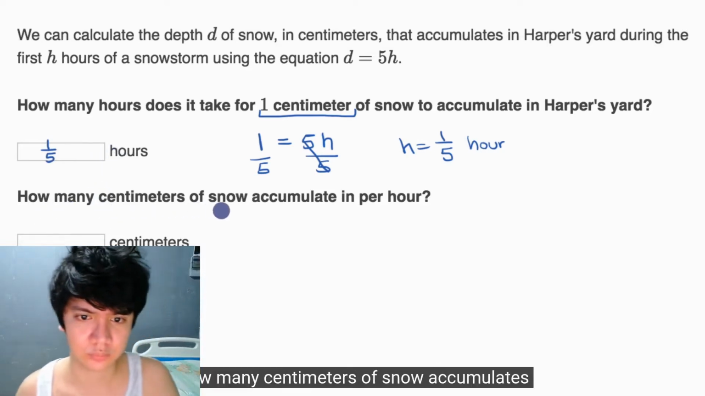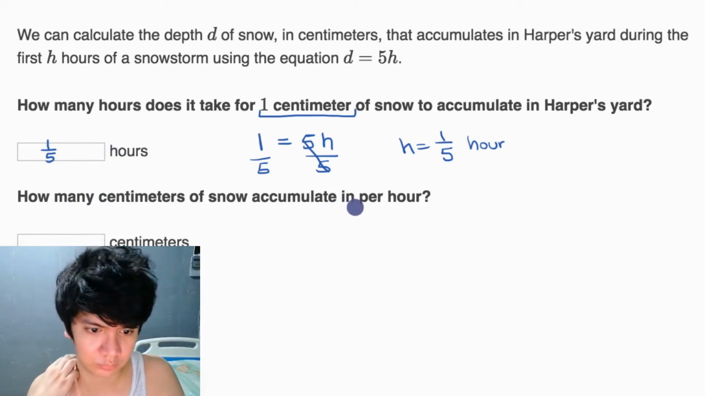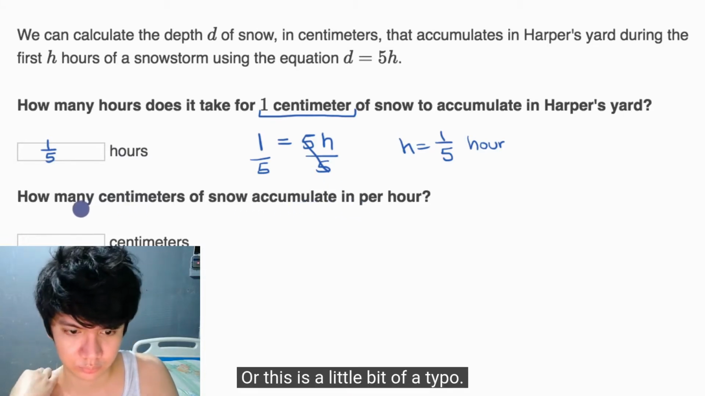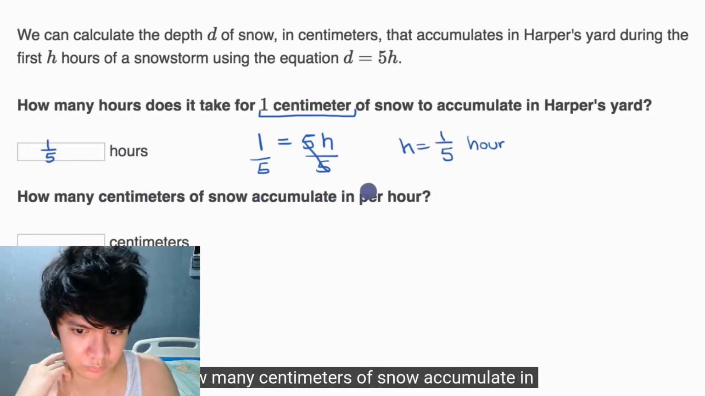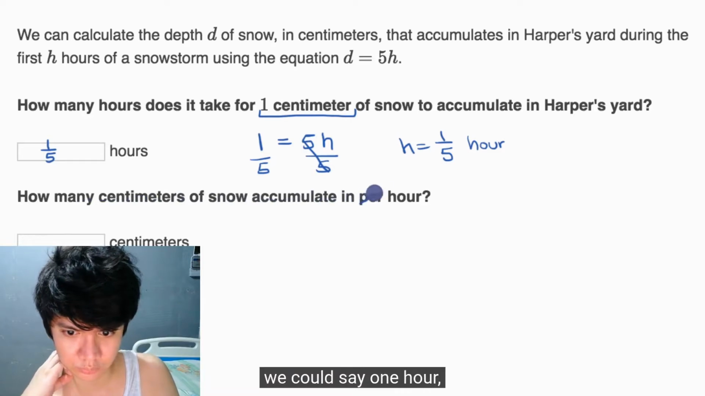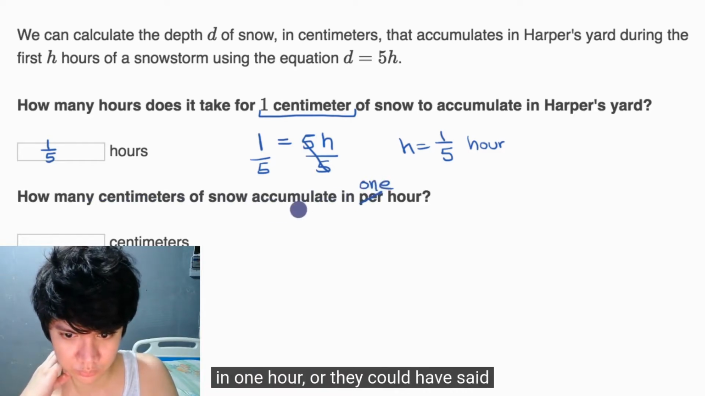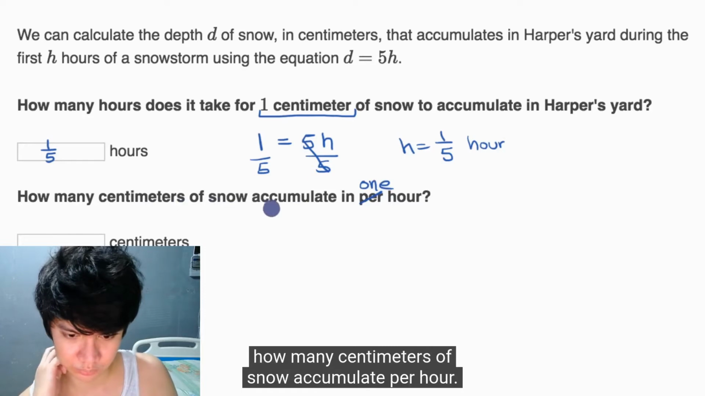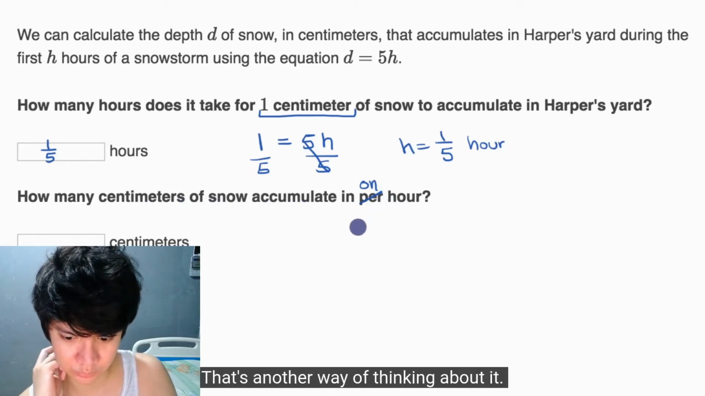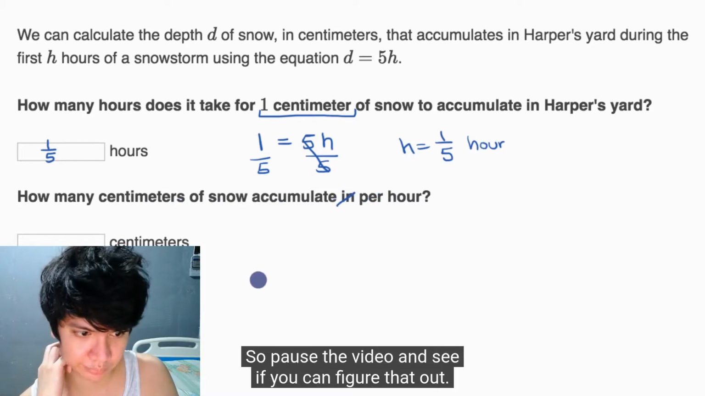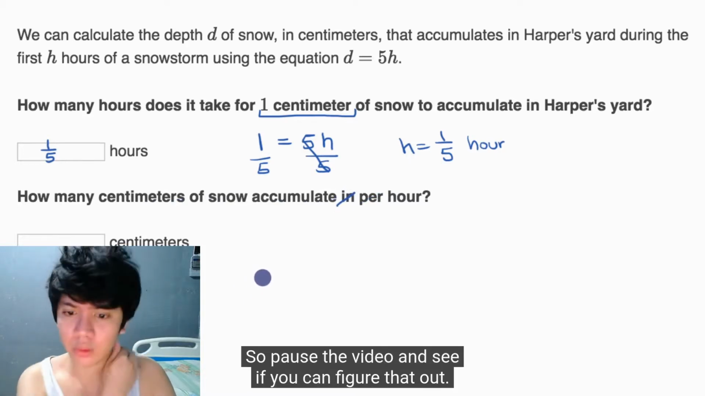How many centimeters of snow accumulates per hour? Or this is a little bit of a typo. How many centimeters of snow accumulate in, we could say, 1 hour? Or they could have said how many centimeters of snow accumulate per hour. That's another way of thinking about it. So pause the video and see if you can figure that out.